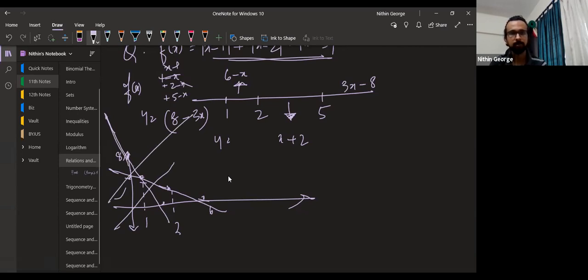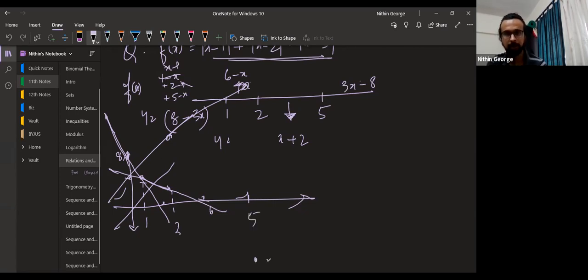It goes like this, and then from 2 to 5, it will be going like this. Then here you get 3x minus 8, y equal to 3x minus 8. Now, when I put x equal to 0, I get y equal to minus 8.